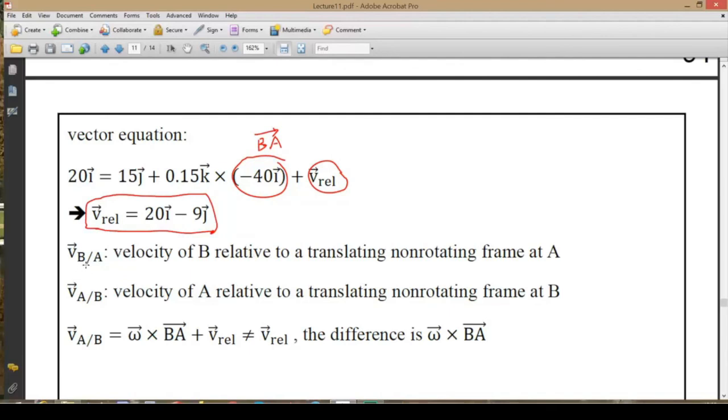Now, velocity of B with respect to A is the velocity of B relative to the non-translating coordinate frame A. Velocity of A with respect to B is the velocity of A relative to the translating frame at B. And these are the negative of each other, but then it's not really equal to V relative, the apparent velocity that is observed by the guy sitting inside car B, because we have this extra term.